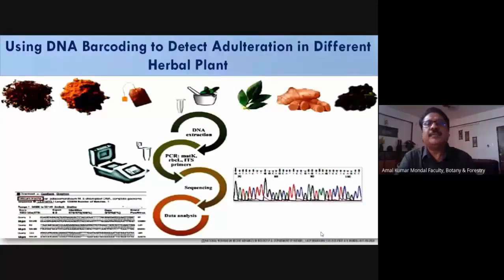Using DNA barcoding to detect adulteration in different herbal plants, there are 4 steps. First, DNA extraction from different parts like dust, plant products, or leaf, or any rhizome, or any root, or bark. After that, PCR, with markers such as matK, rbcL, and ITS primers. And for the third stage, sequencing, and the fourth, final stage, data analysis.